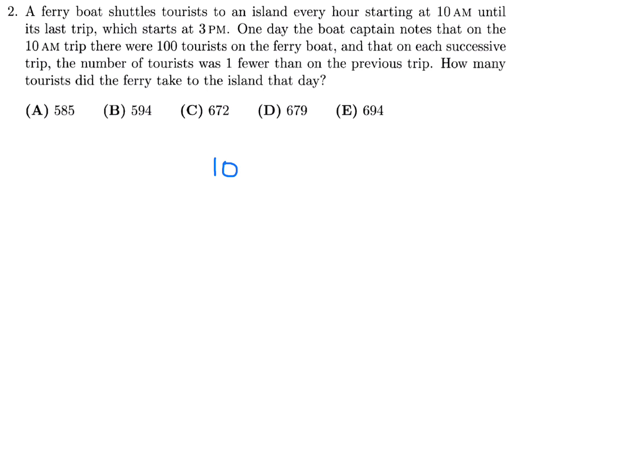So at 10 a.m., 11 a.m., 12, 1 p.m., 2 p.m., and then finally at 3 p.m. Those are the times that the ferry is taking people to the island. And the island might be Newfoundland, because you have to take a ferry from, I think, Nova Scotia, perhaps, to go to Newfoundland. Anyhow, at 10 a.m., the question tells us it's 100 tourists.